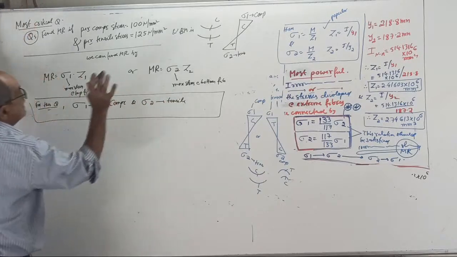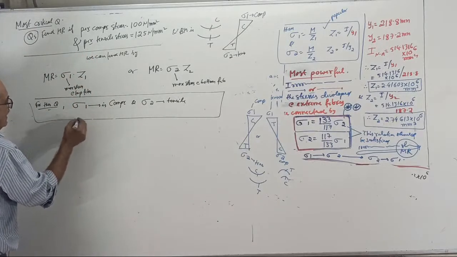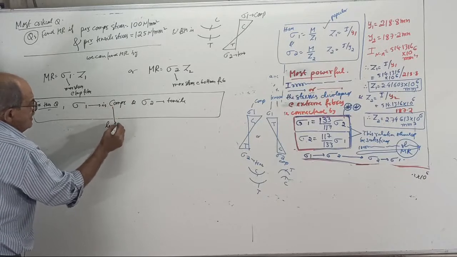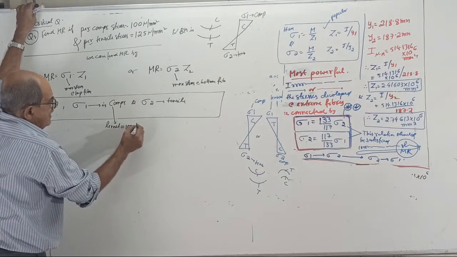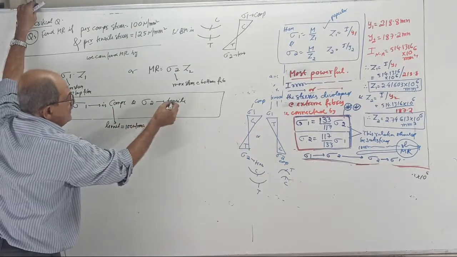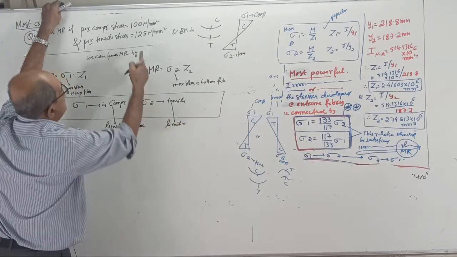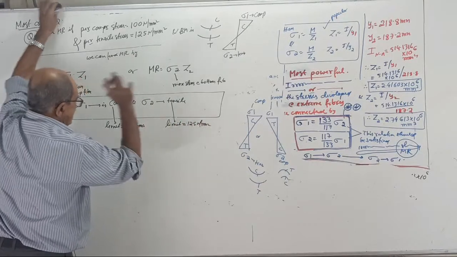Now, as per the question, sigma 1 is compression. Tell me the limit for this one. The limit for compression is 100 Newton per mm square. And the limit for this one, they told, is 125 Newton per mm square.